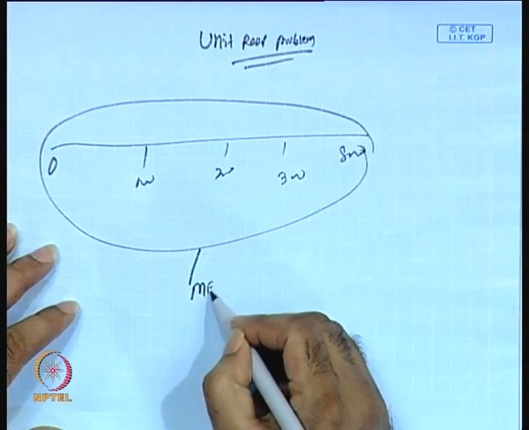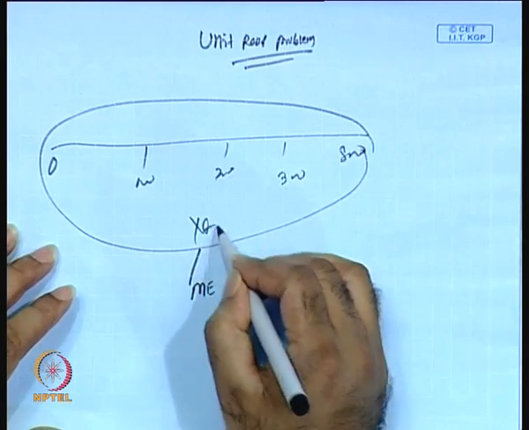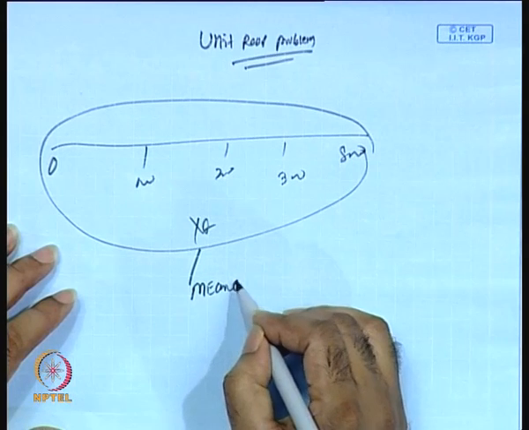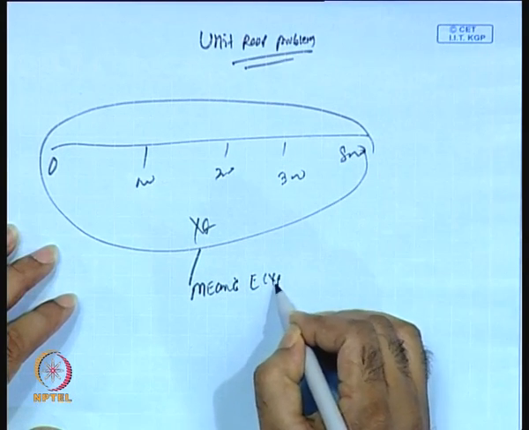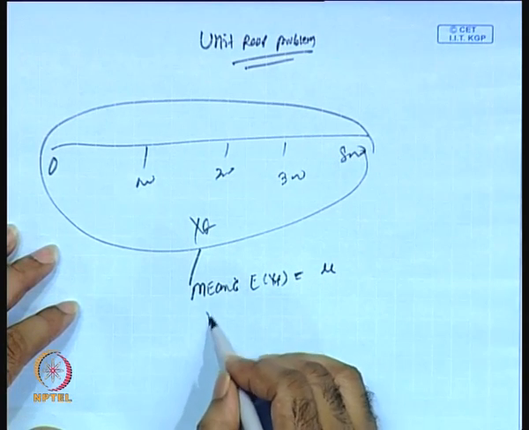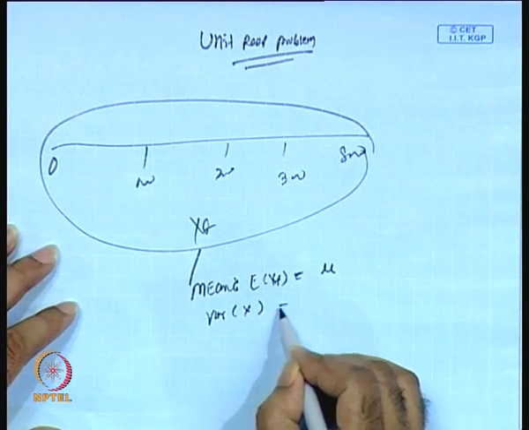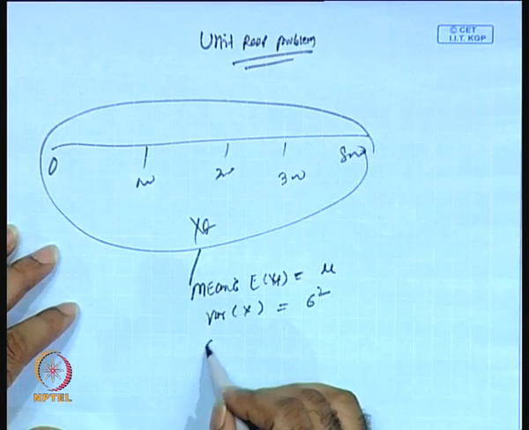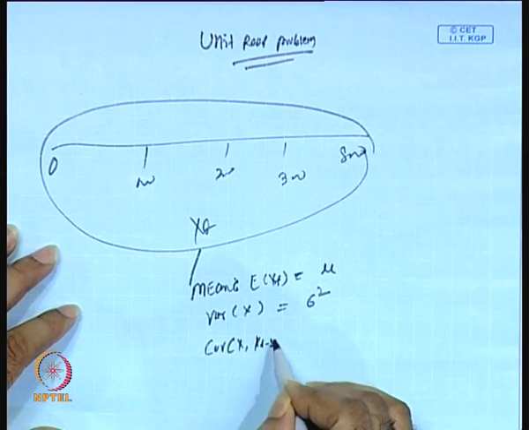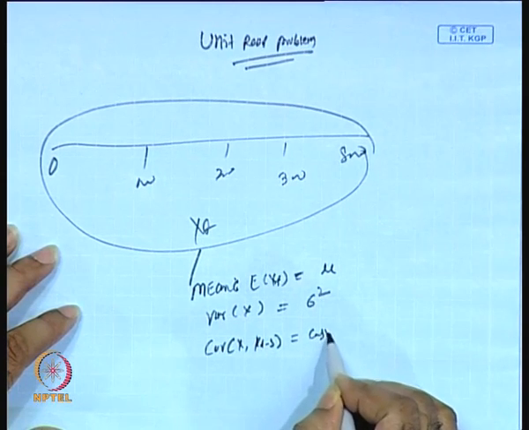Unit root has three aspects. Let us say there is a variable x t. The mean of x t must be constant, let us say mu. Then the variance of x is also constant, let us say sigma, and the covariance of x t and x t minus s should also be a constant.